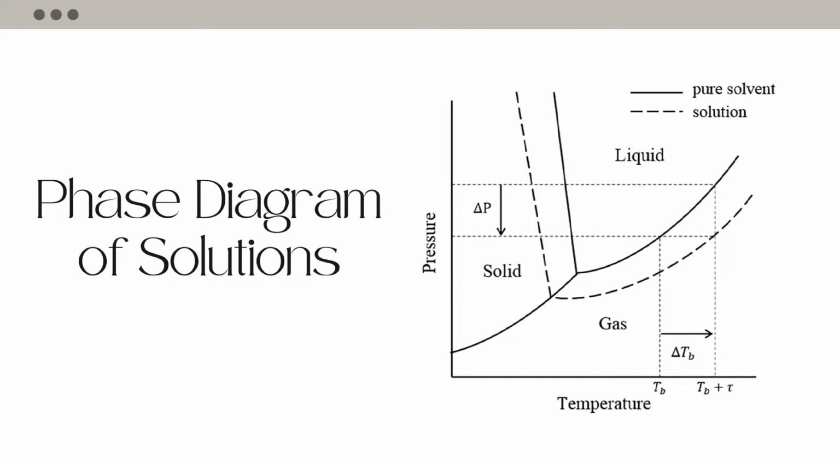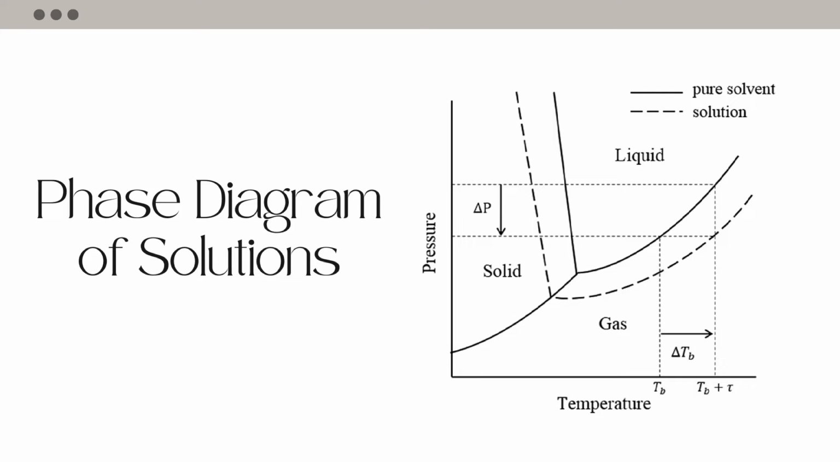Let's take a look at the phase diagram of solutions. Here we have a phase diagram line for a pure solvent versus the diagram lines for solution. This particular line here is the vapor pressure line, and you can see at any given point, here is the temperature, here's the vapor pressure of the solution, here's the vapor pressure of the pure solvent. The vapor pressure of the solution is lower all along the lines.